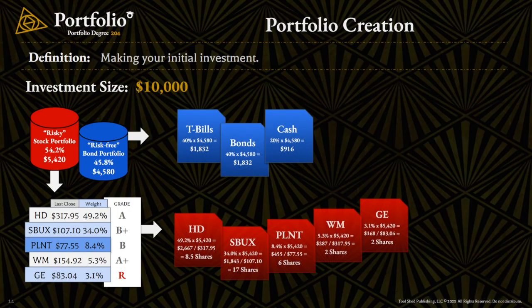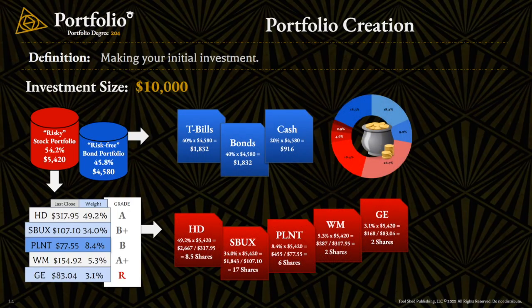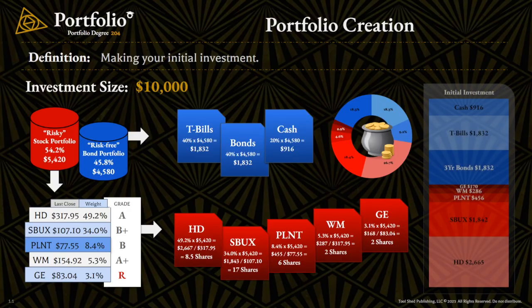The assets shown here for the risk-free portfolio are just done for example, with 40% in T-bills, 40% in bonds, and 20% in cash. We're not recommending that this is the best allocation. We're just providing it as an example. And then for your risky portfolio, you can see that you reallocate the number of shares you purchase based on the new value of the risky portfolio. And this last graphic here is just a representation of your overall portfolio to give you a different perspective on how you've just allocated your total investment.